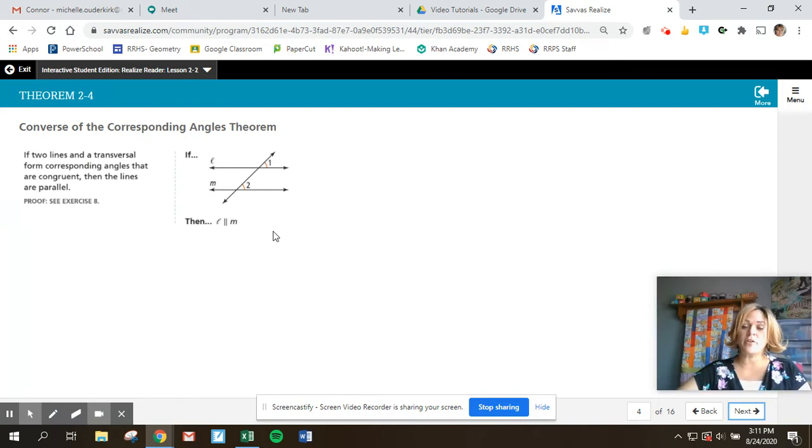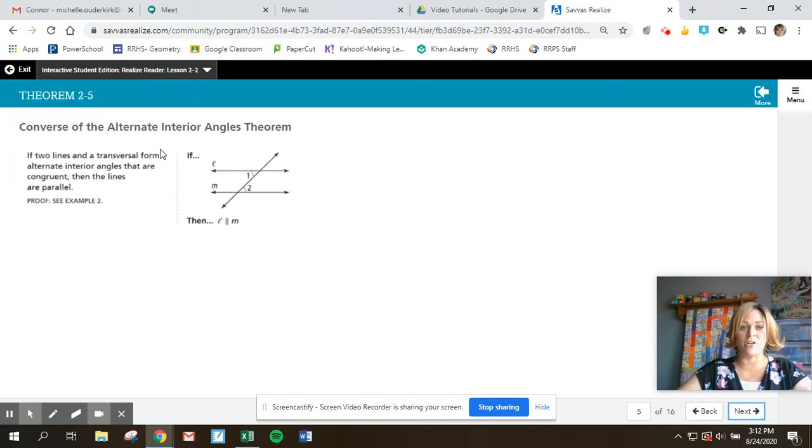Here are some theorems. There are a lot of theorems in this lesson. The number, theorem 2.4, you don't have to remember, but you do need to understand the name or a way to abbreviate the explanation. You have to understand the concept. This is called the converse of the corresponding angles theorem. Last time you learned about the corresponding angles theorem. That says if the lines are parallel, then corresponding angles are congruent. So the converse switches the order. If corresponding angles are congruent, then the lines are parallel. So this is proving that lines are parallel based on the corresponding angles.